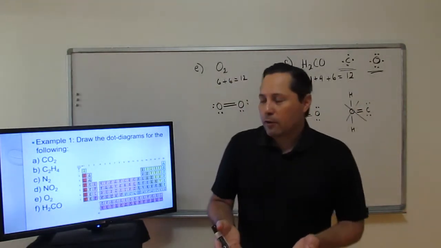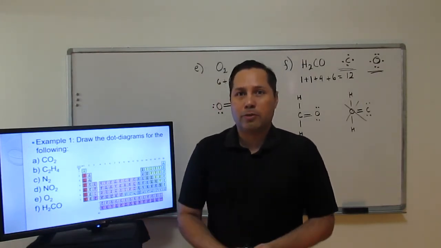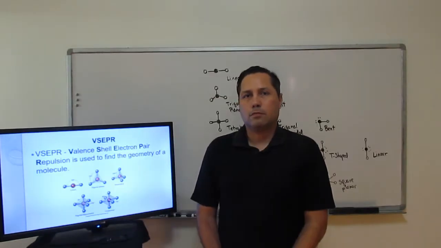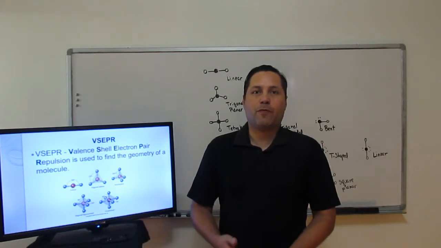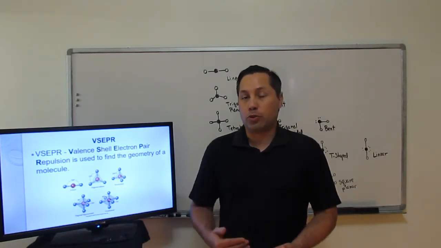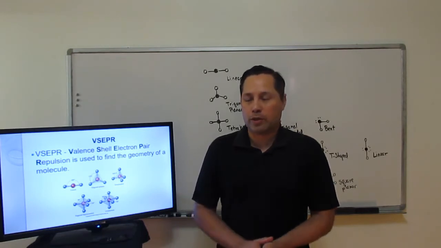Alright. That wraps up our first part of the lesson on Lewis dot diagrams with extra bonds. The next part of our lesson will focus on the VSEPR model of the atom, which stands for valence shell electron pair repulsion. What that does, it gives us a pretty good understanding of what the shape of the atom will look like.